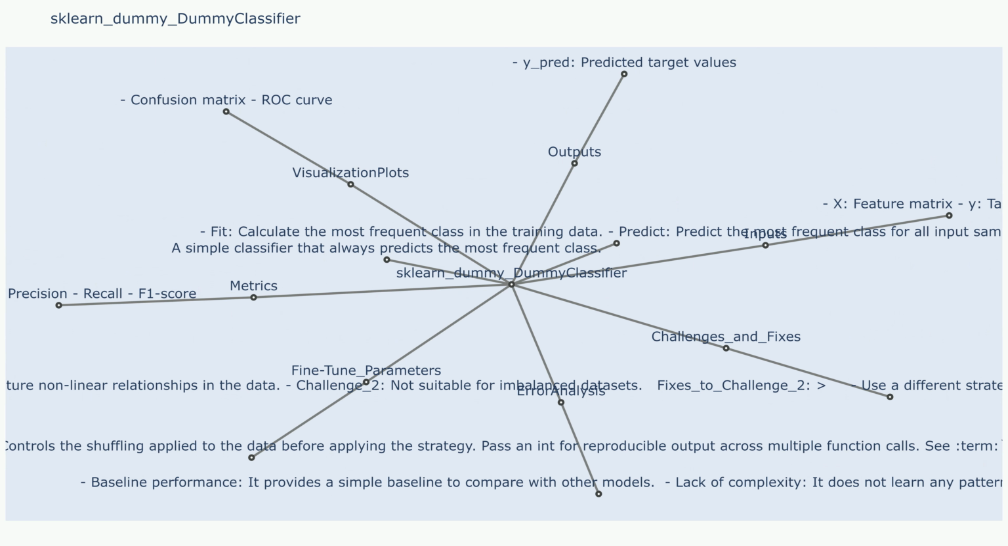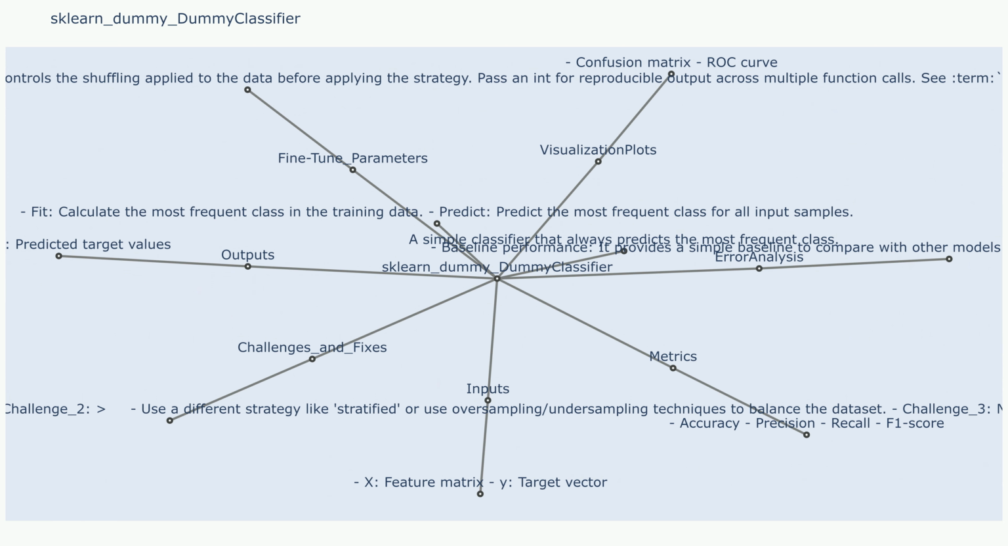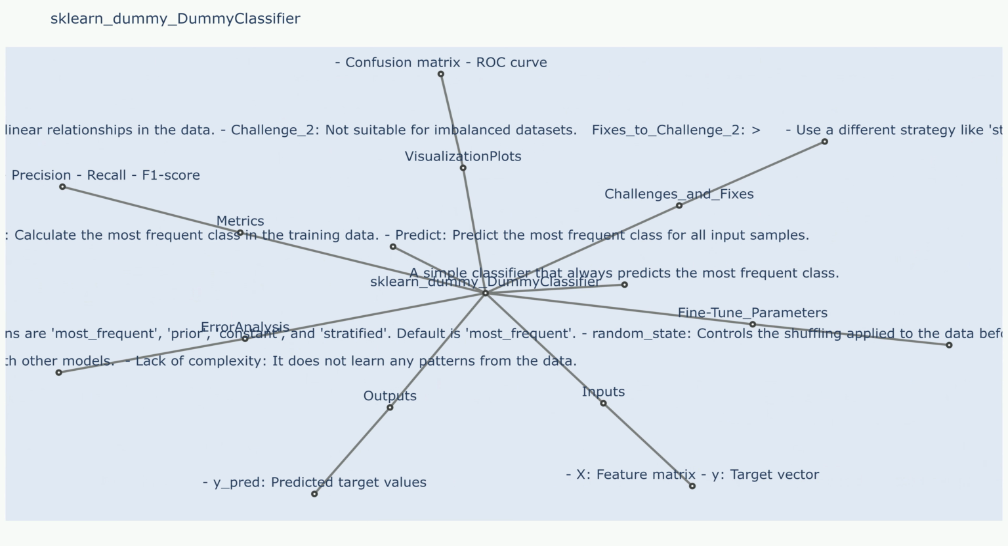Visualization plots. Confusion matrix: a visual representation of the model's classification performance, showing the number of true positives, true negatives, false positives, and false negatives. ROC curve: a plot showing the trade-off between true positive rate and false positive rate at different classification thresholds.